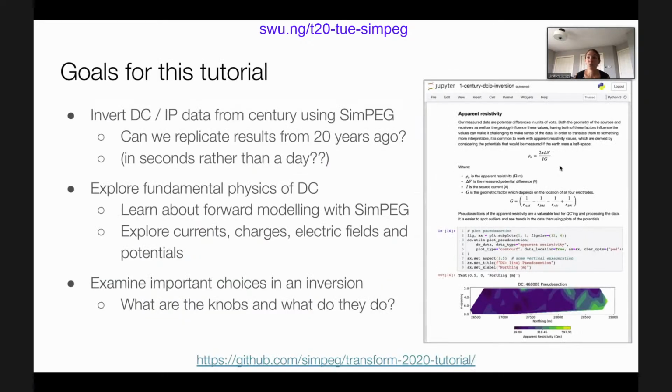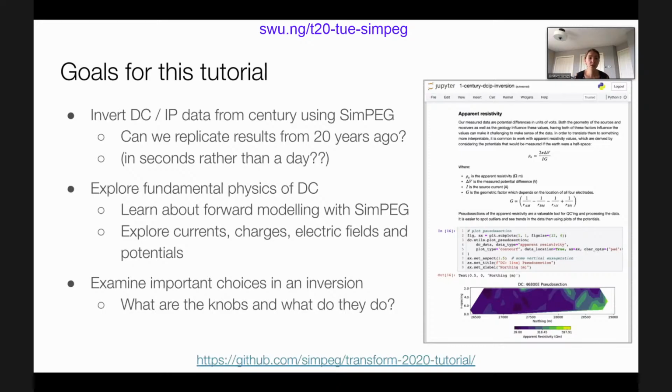So these are the data that we'll be working with in the first notebook that we're going to open up. Our goal is going to be to invert the DCIP data from Century using SimPEG. And so the first question we want to ask is, can we replicate these results from 20 years ago using a different code and perhaps our own different choices and parameters?